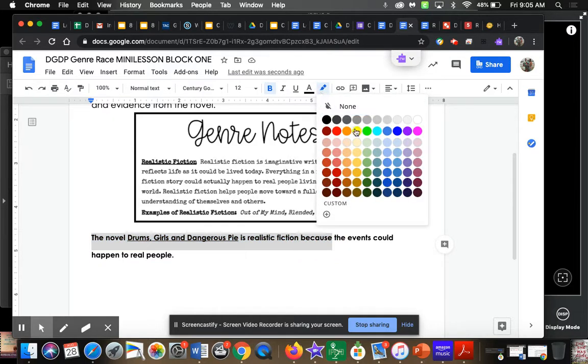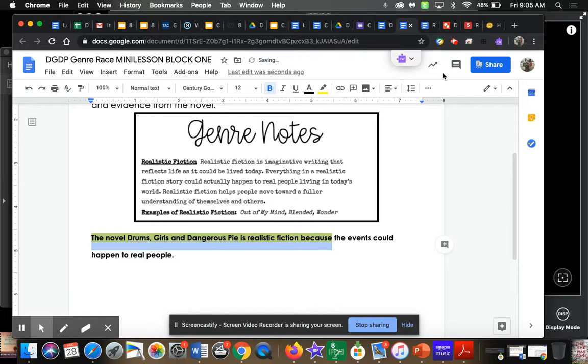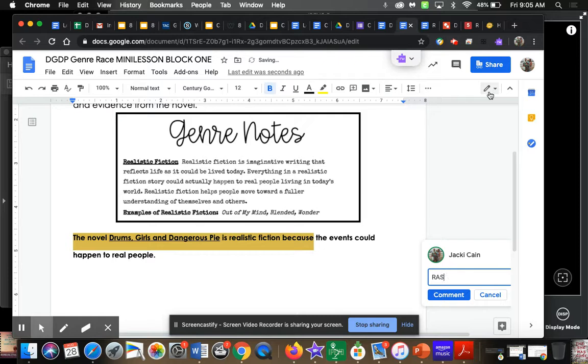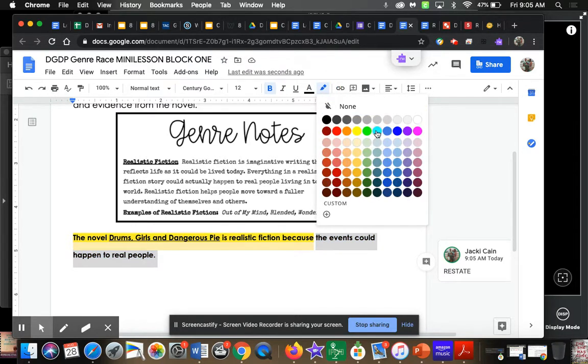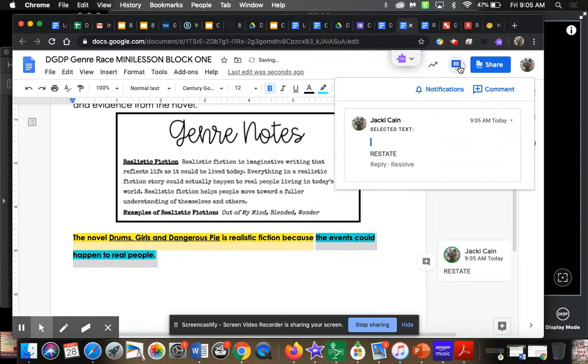I'm going to highlight that yellow. That is my R. I may even comment, restate. This one, because the events could happen to real people, that is my A. So I already have the R and the A done. So this one's answer.